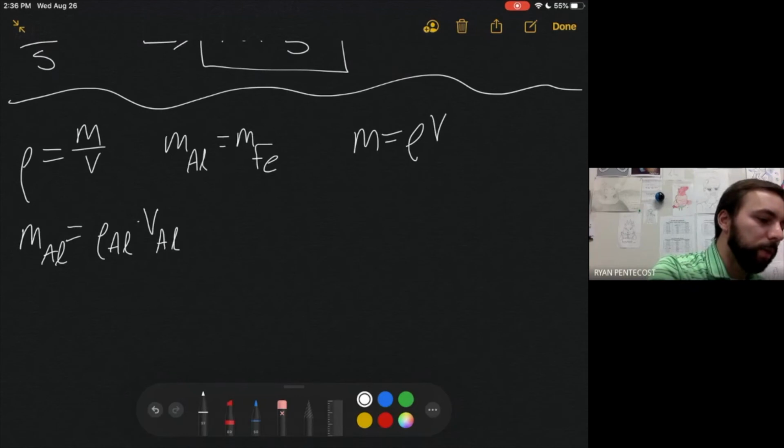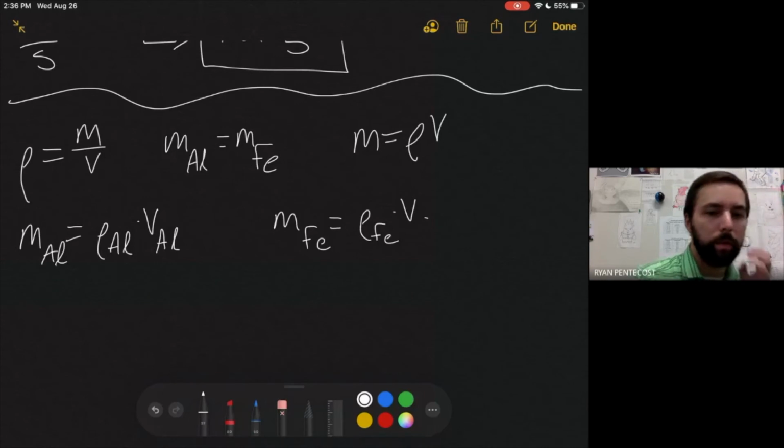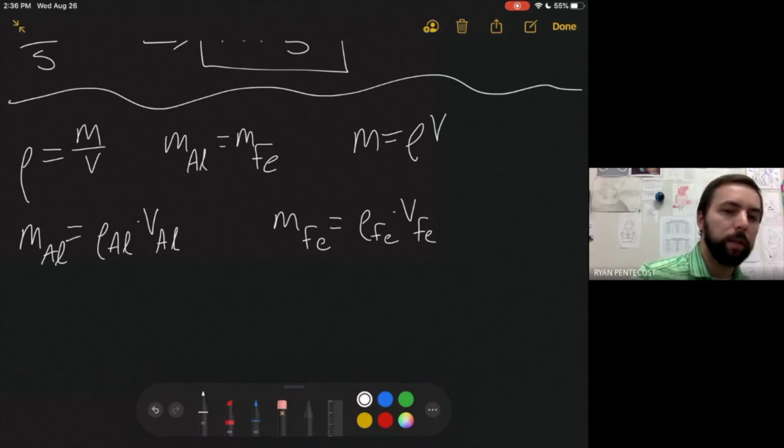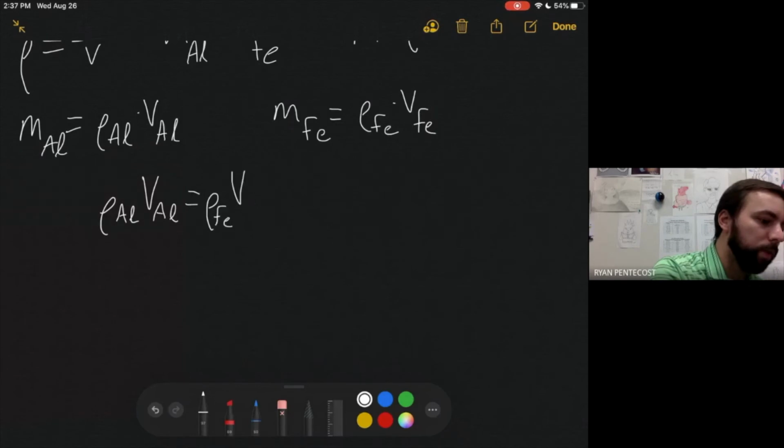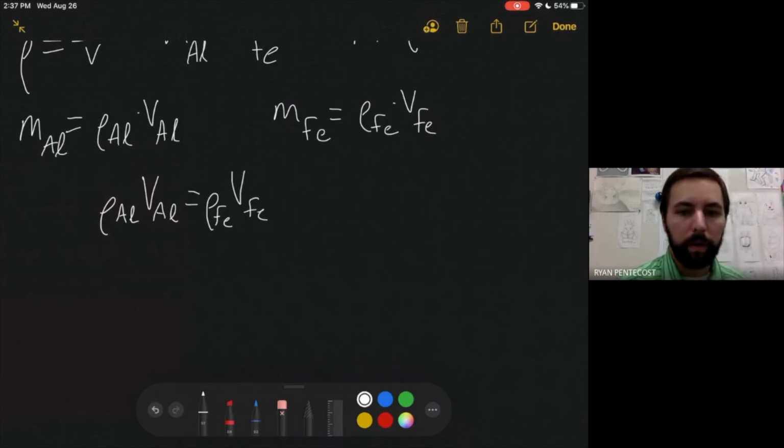And we can say the same thing for iron. M FE equals rho FE times V FE. Since they balance, we can say that those masses equal each other. So let's set them equal to each other, shall we? So we have rho AL V AL equals rho FE V FE. That's a good start.